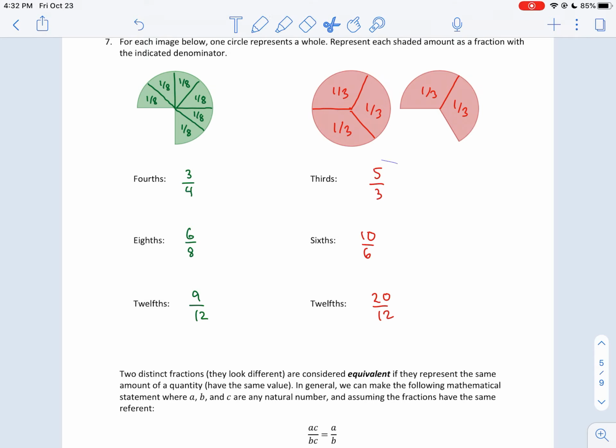Okay, so just like in the greens with these reds, all of these fractions look different. So on the surface, they appear to be different, but they all, in the end, represent the same value. Of course, assuming that we're referring to the same referent whole. 5 thirds of a full circle is the same thing as 10 sixths of a full circle. Same thing as 20 twelfths of a full circle. Looking over here, 3/4 of a full circle is the same thing as 6/8 of a full circle, which is the same thing as 9 twelfths of a full circle.